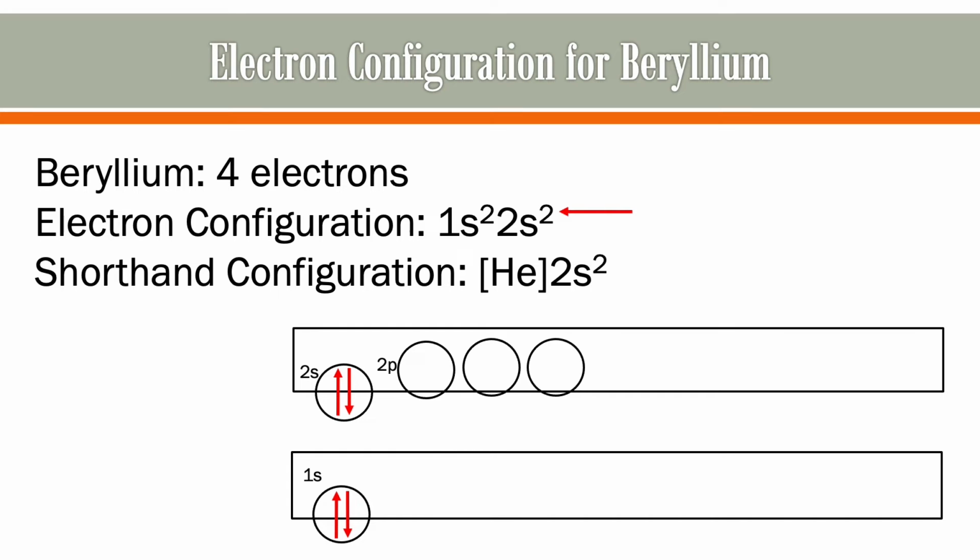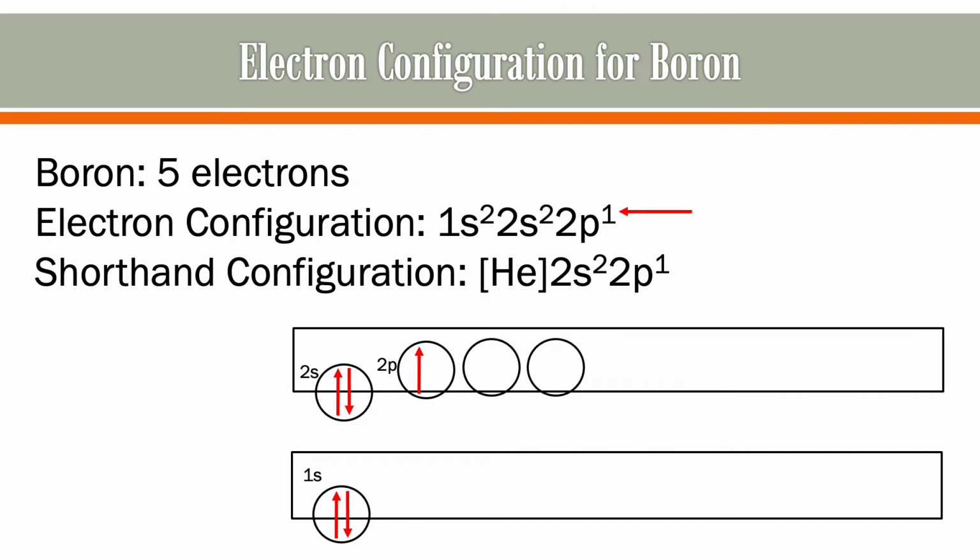Beryllium has 4 electrons, so we'll add a second electron to the 2s orbital. Moving to the p block of the periodic table, boron has 5 electrons. The 2s orbital is full, so we'll add a 5th electron to one of the 2p orbitals. Recall, there are 3 2p orbitals.